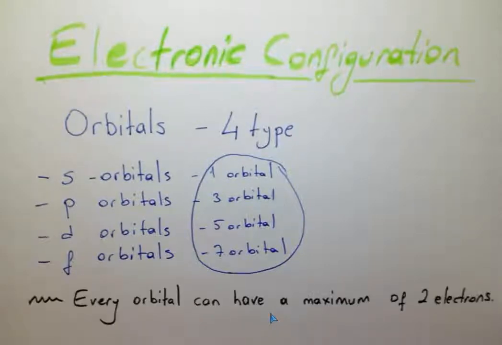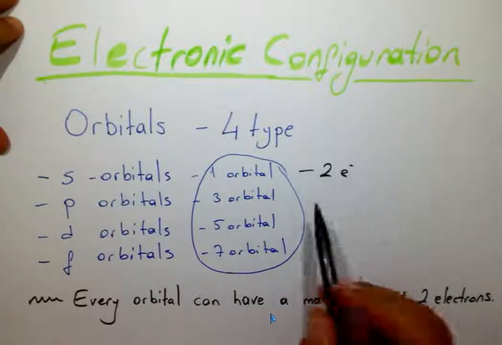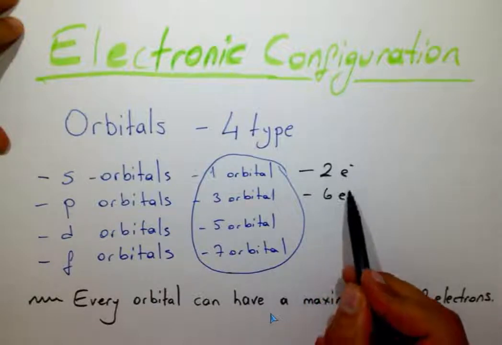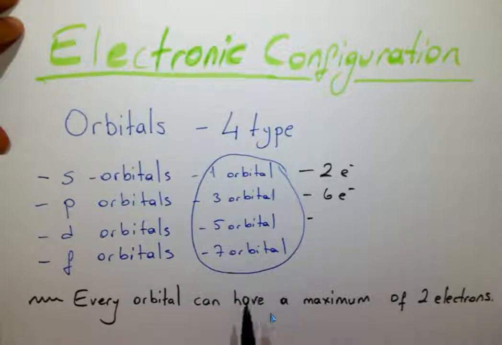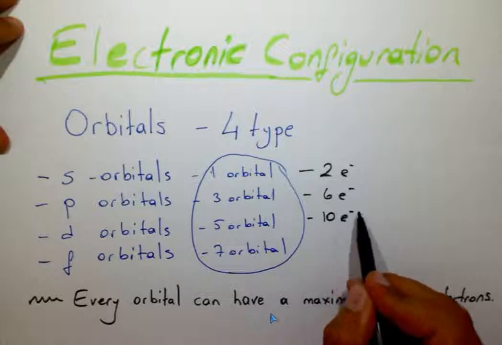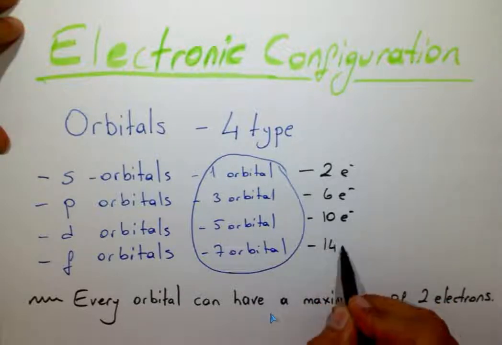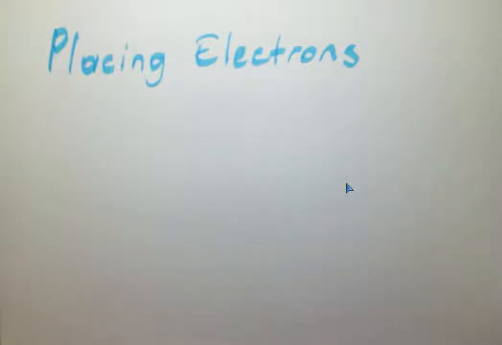And every orbital can have a maximum of 2 electrons, so s orbitals can include 2 electrons maximum, and p orbitals can have 6 electrons. For d orbitals, there are 5 orbitals, so multiply by 2, it can have 10 electrons, and f orbitals can have 14 electrons inside. In electronic configurations, our aim is to place the electrons of an element correctly.